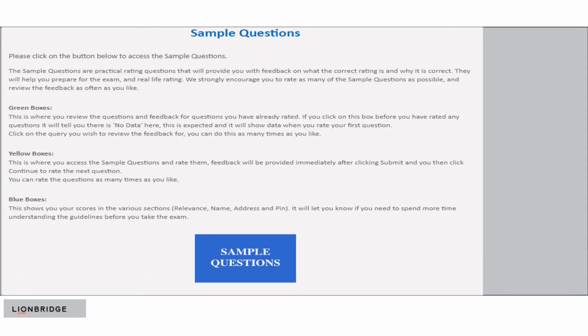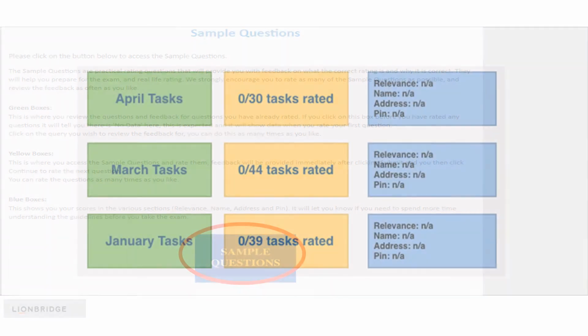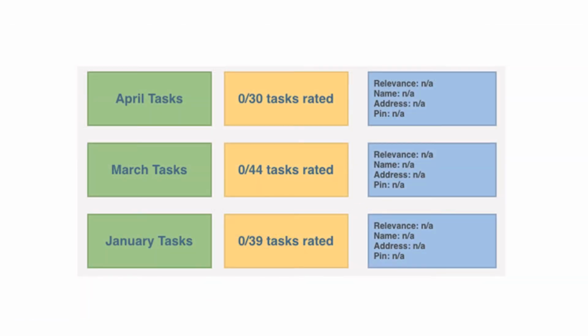As shown here, the sample questions are practical rating questions that will provide you with feedback on what the correct rating is and why. They are going to help you prepare for the exam and real-life rating. We strongly encourage you to rate as many sample questions as possible and review the feedback as often as you like. There are green boxes, yellow boxes, and blue boxes. The yellow boxes is where you access the sample questions and rate them. Feedback will be provided immediately. By selecting sample questions on this page, you will be brought to the page that shows you tasks to be rated.